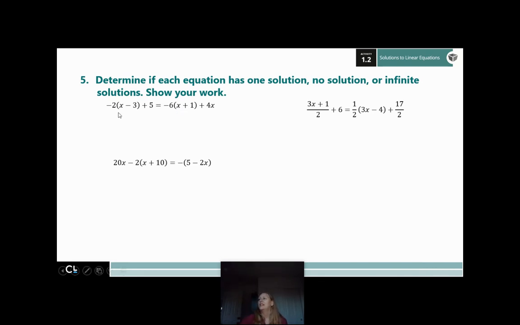All right, so I'll start off with this guy. I'm going to do some distributive property because I hate all of those parentheses. So I'm going to do some distribution, so negative 2x, and that would make that a positive 6, and then negative 6x, and that would make that a negative 6. So I'll just do some distributive property. So now I have negative 2x plus 6 plus 5, negative 6x minus 6 plus 4x.